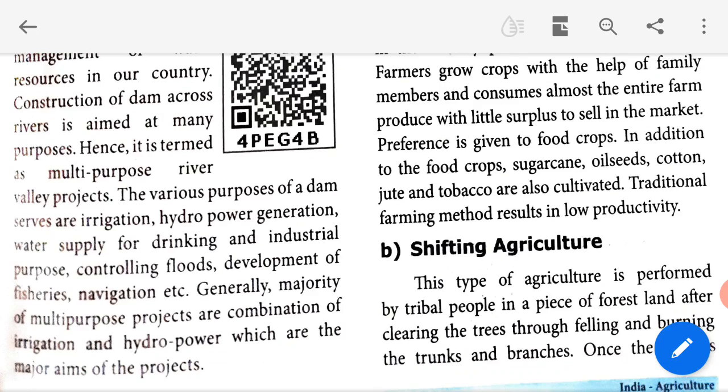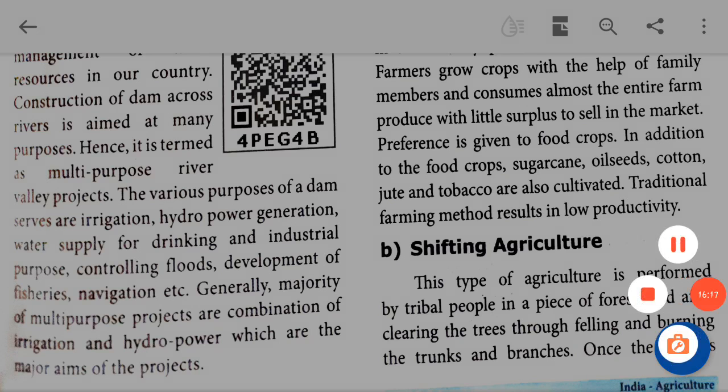So their yield, their produce will be very less. Shifting agriculture. This type of agriculture is performed by tribal people, people who live on mountains and hills, in a piece of forest land. They will do this agriculture in forest land after they clear the trees through felling and burning the trunks and branches. So they will cut down the trees, burn the trunks and branches, and use that place to cultivate their crops.